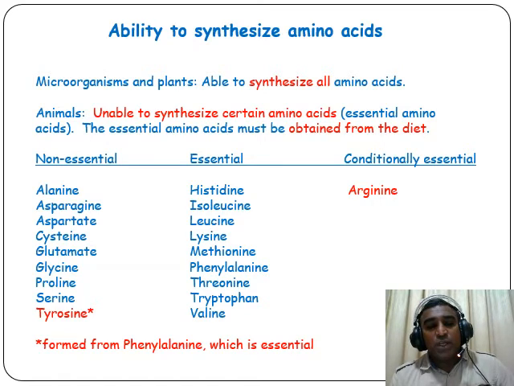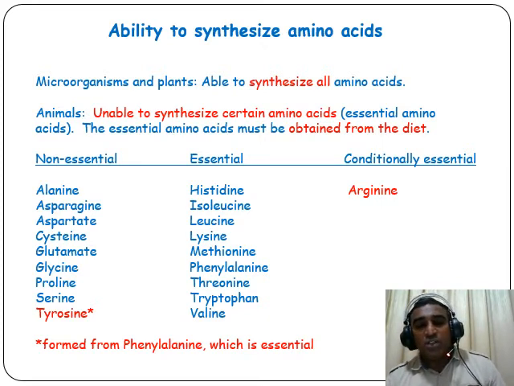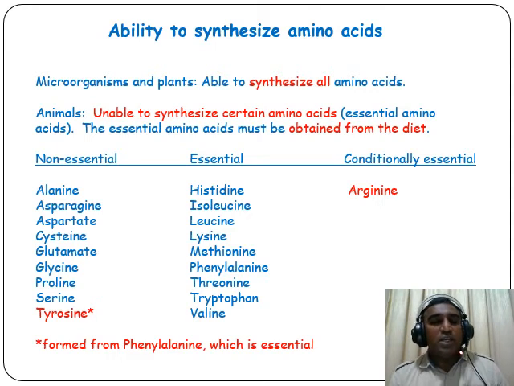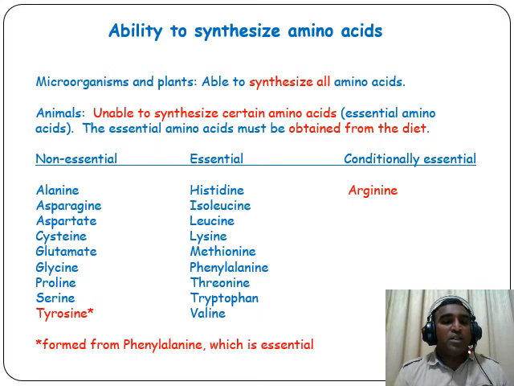Then there's also the asterisk there on tyrosine. You see, some amino acids need to be made from essential types of amino acids. For instance, tyrosine is made from phenylalanine. So if phenylalanine is not provided sufficiently in the diet, it cannot be made into tyrosine, and this means tyrosine now becomes essential. So it all depends on the amount of phenylalanine that can be obtained from the diet to decide whether tyrosine is essential or non-essential.